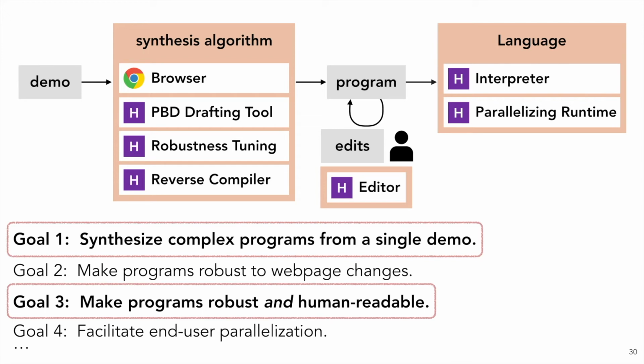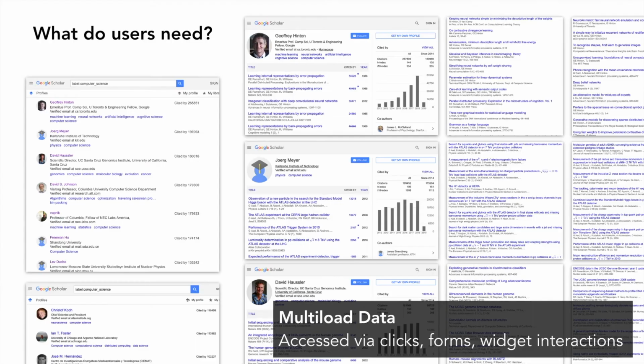So how can we get them that first draft of the program that they're going to then edit? And then goal 3 here is making programs robust and human readable. So what is it going to take to make sure that those programs that they're seeing are programs that they can actually look at, understand, tweak?